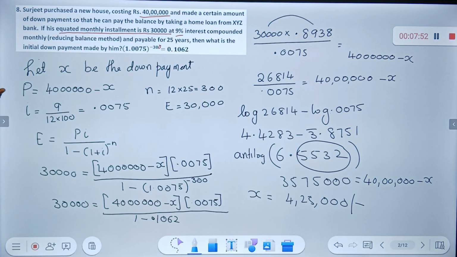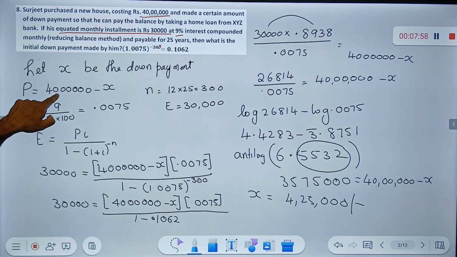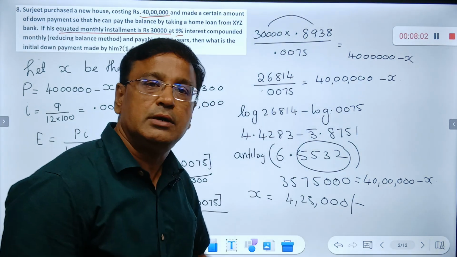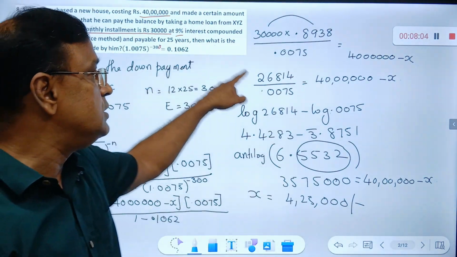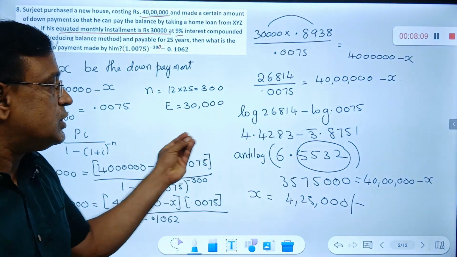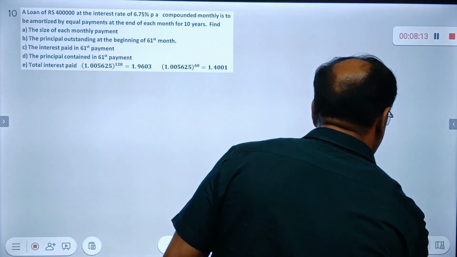Very simple. In every problem they will be giving you this, but here he is asking you to find the down payment. So the principal will be 40 lakhs minus x, and just do normal calculation, you will get the answer. It is not at all difficult. I have written all the steps for you, including the log values. You can cross check. If there is any mistake, you make some changes. Okay. Now let's go to question number 9.